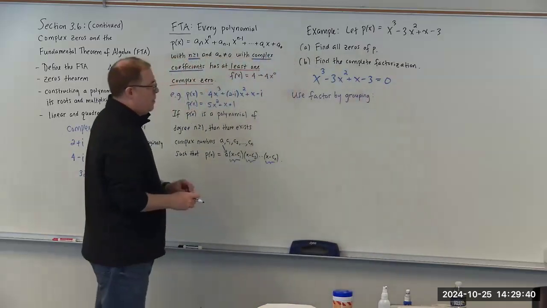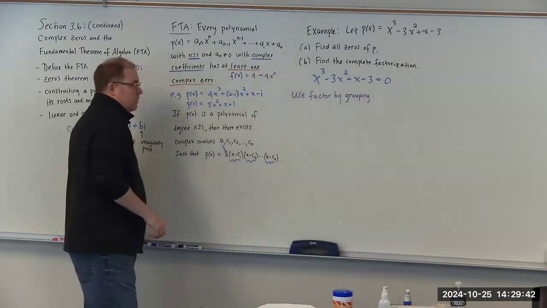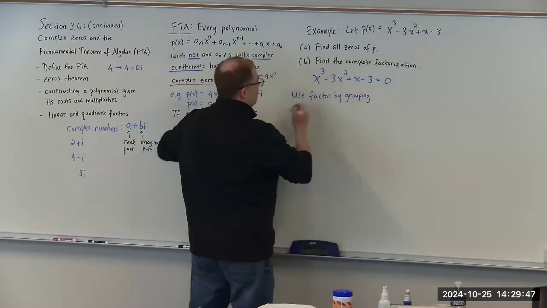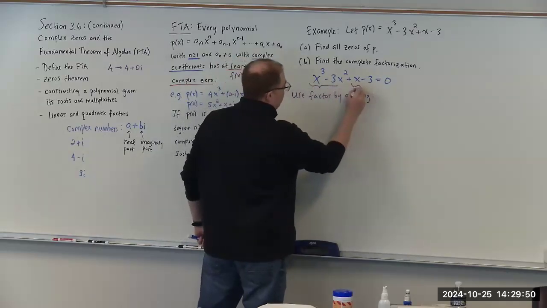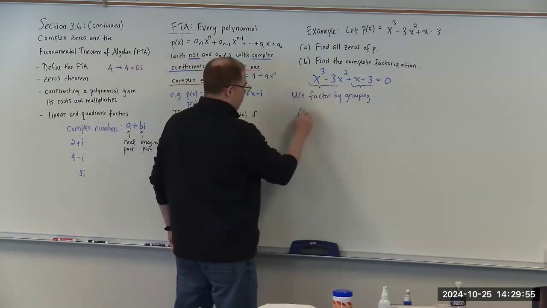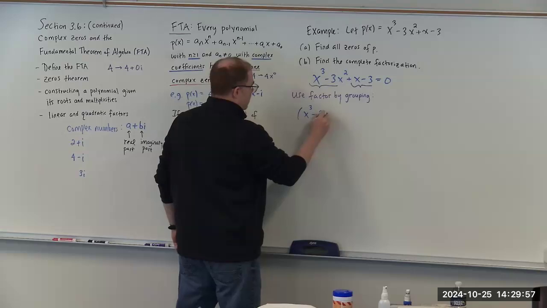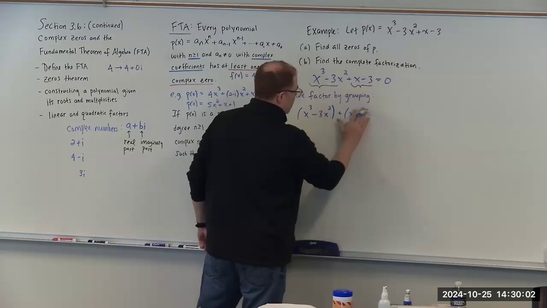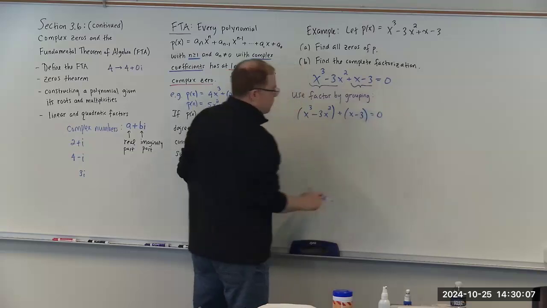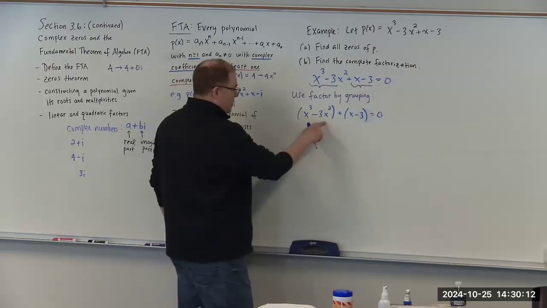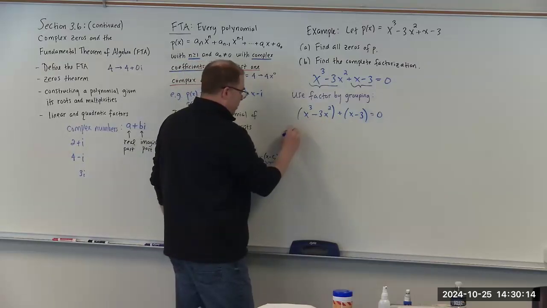All right, so the way this works is we're going to group the first two terms and the next two terms. So we're basically going to get this plus this one. And then we're going to factor out x squared here.